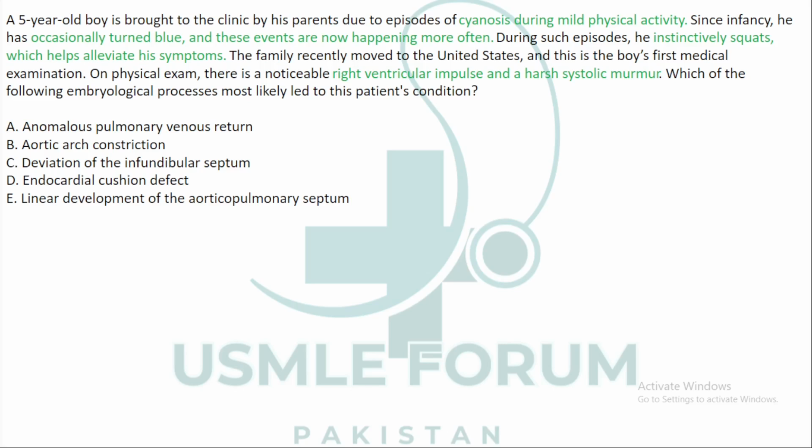So if you are auscultating and you hear a right ventricular impulse, that again suggests right ventricular hypertrophy. And if you are checking the ECG of such patients, it will give you a right axis deviation. That's also a classic finding of right ventricular hypertrophy. Okay, so what should be the correct answer?